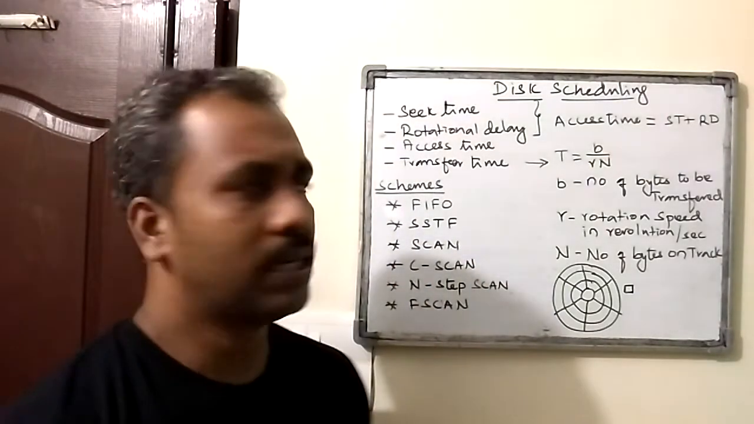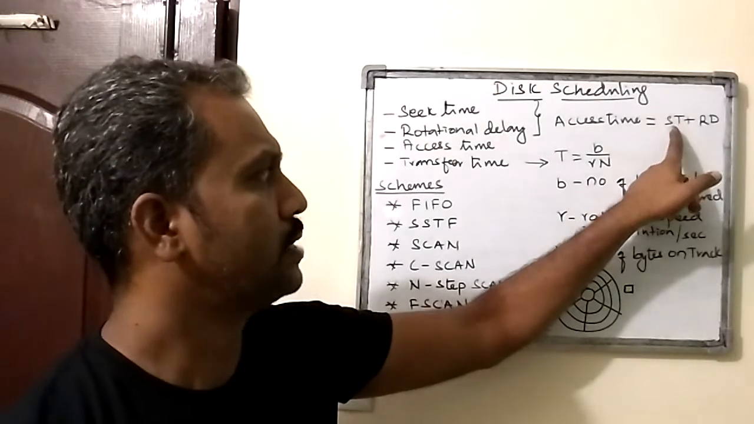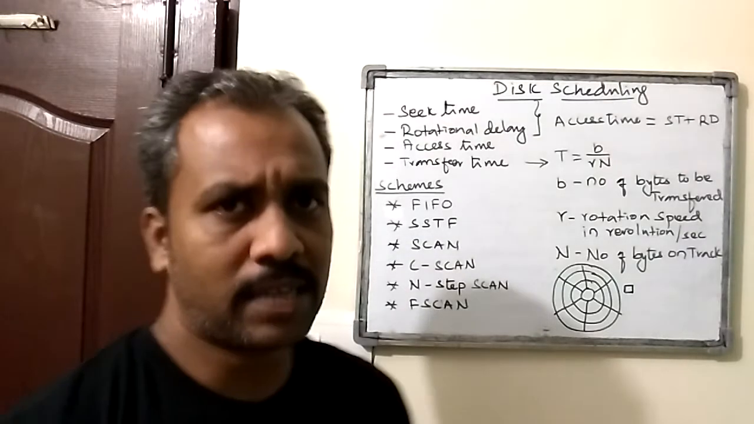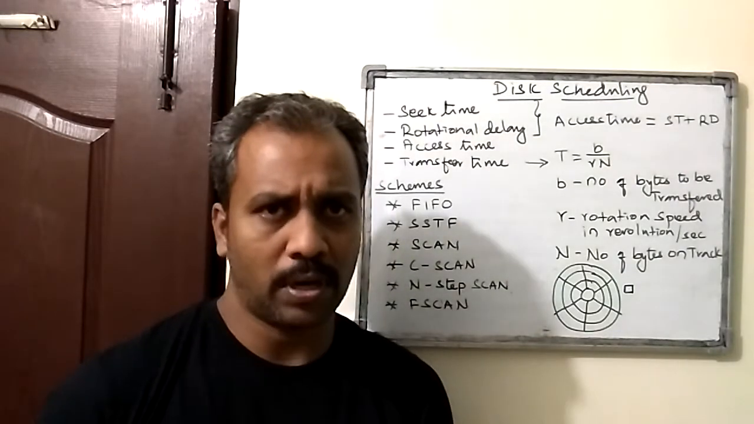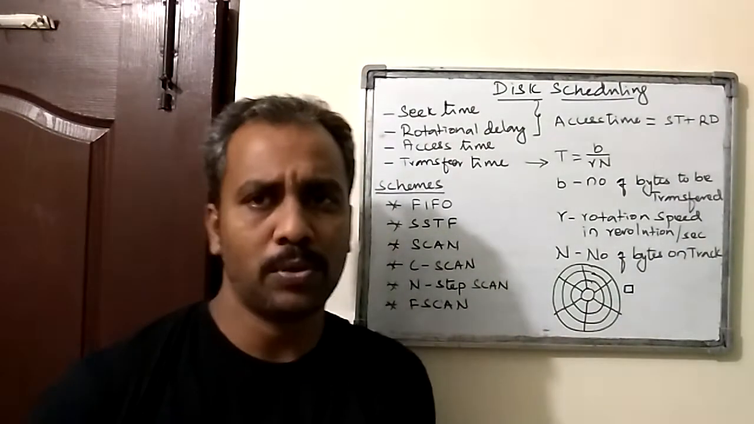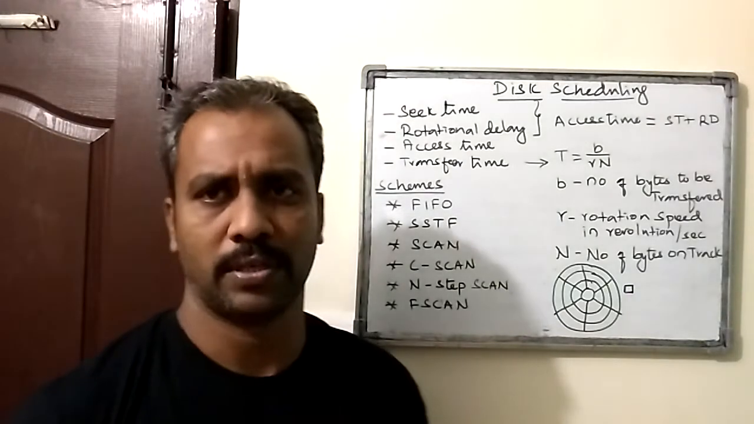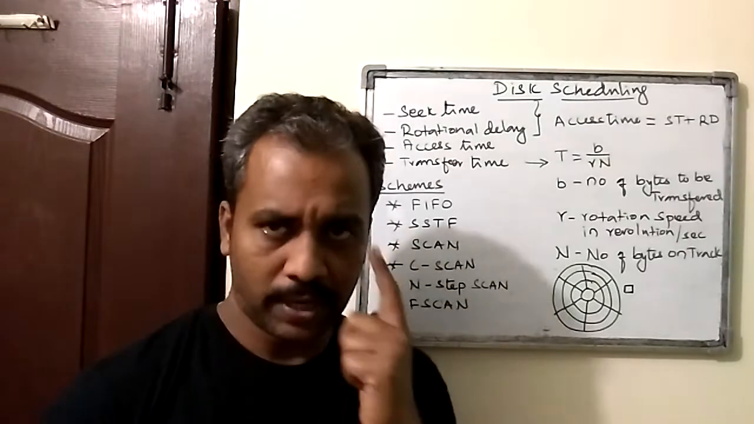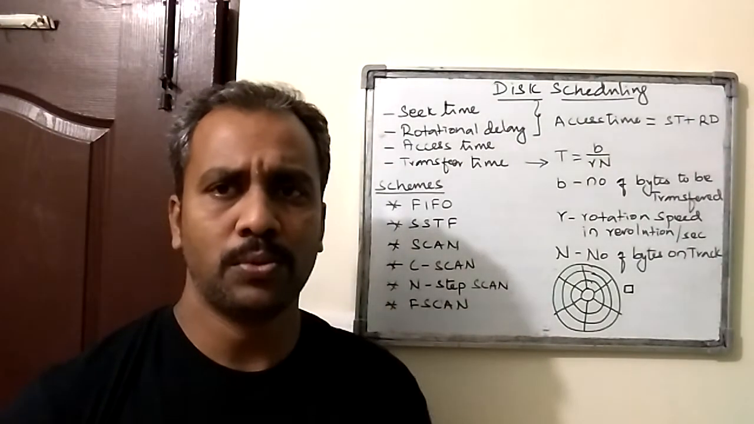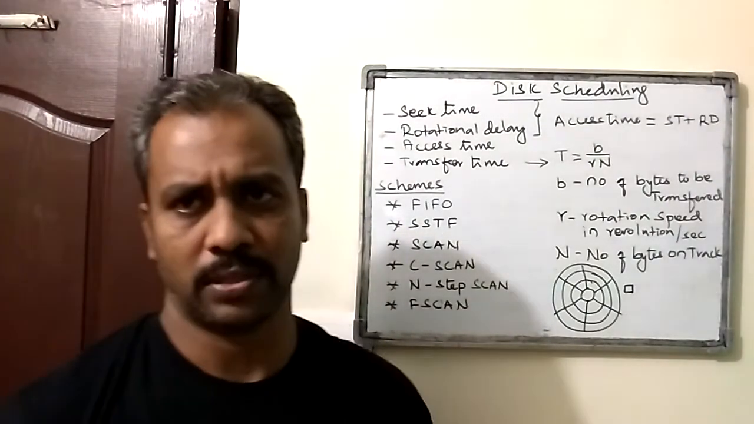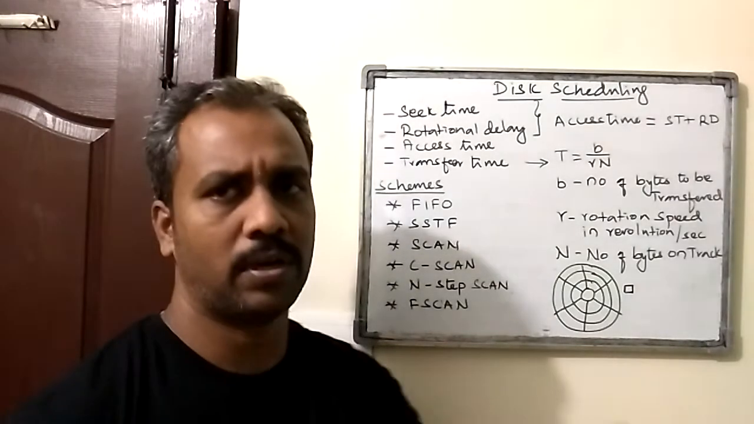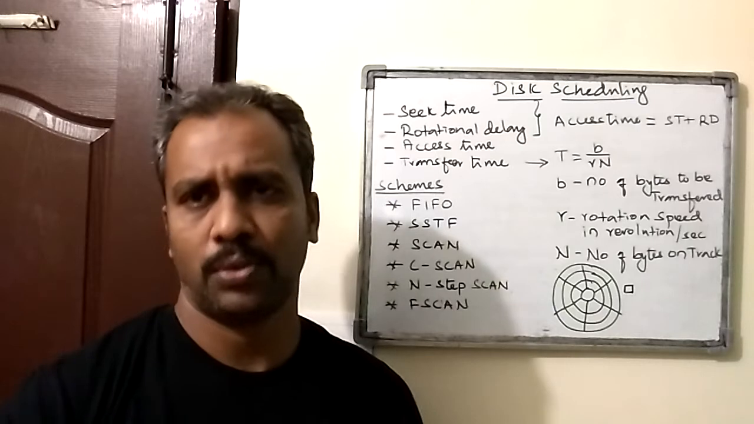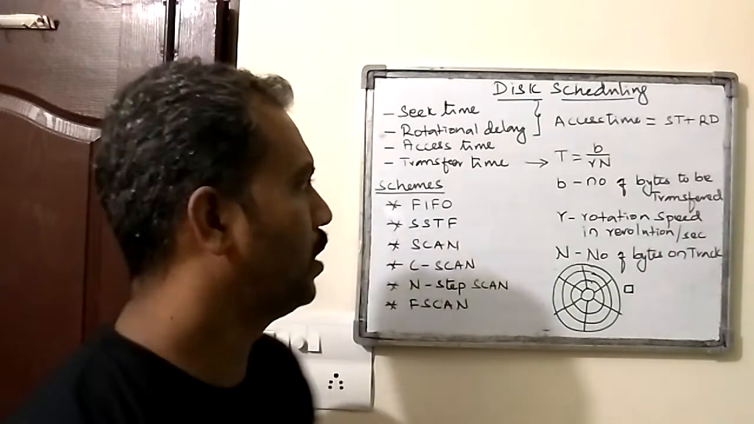Next is access time. Access time is the summation of seek time plus rotational delay, right? After the access time, you can initiate the read or write operation. Then transfer time. Transfer time is the time required to do the transfer, either a read or write operation. It is the time it takes to do the in or out operation after placing the head.